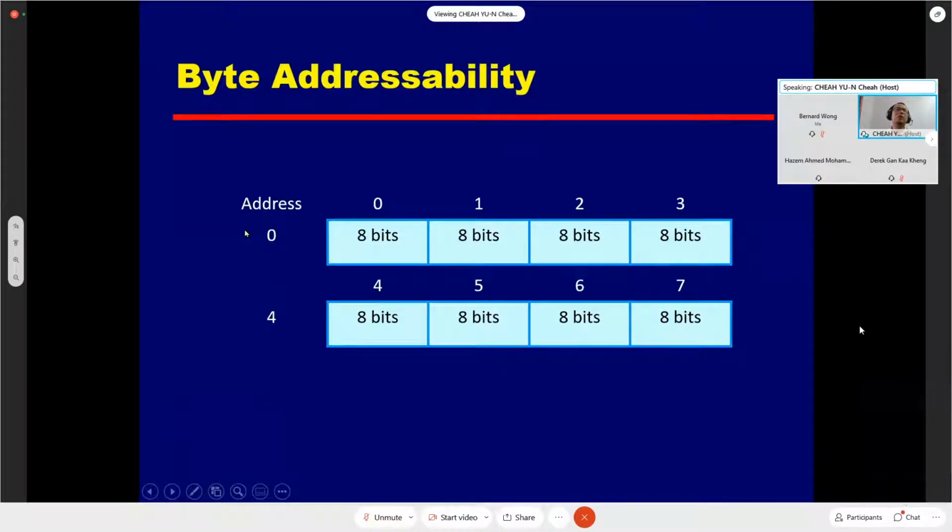So if you want to address the first word, then use address 0. The second word, then address 4. Why? Because the individual bytes have their own address. So I want to address word 4, the byte address of 5. So the word 4 and the second byte. Later you will learn that.